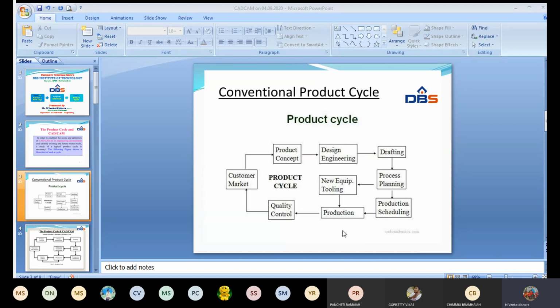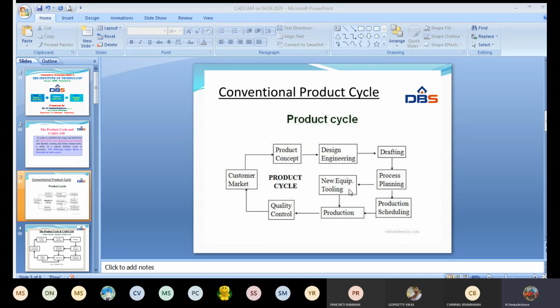So at the same time, whenever the product is completed, it will go for quality control or quality testing, and finally it is delivered to the customer. So the major task is, based on the design, we have to create the steps, the production operations that are required for the particular design.